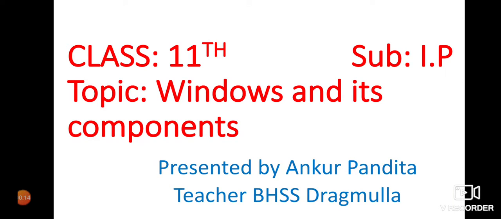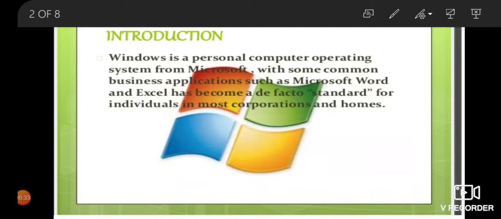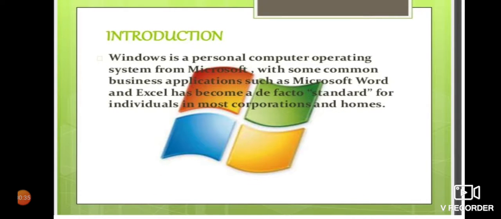In the last few topics we have discussed Windows, what its history is, and what the various versions released by Microsoft were from 1985 to the current version, that is Windows 10. We studied the various versions in detail, and today we will study the different components of Windows. Let us give a little bit of review of Windows.